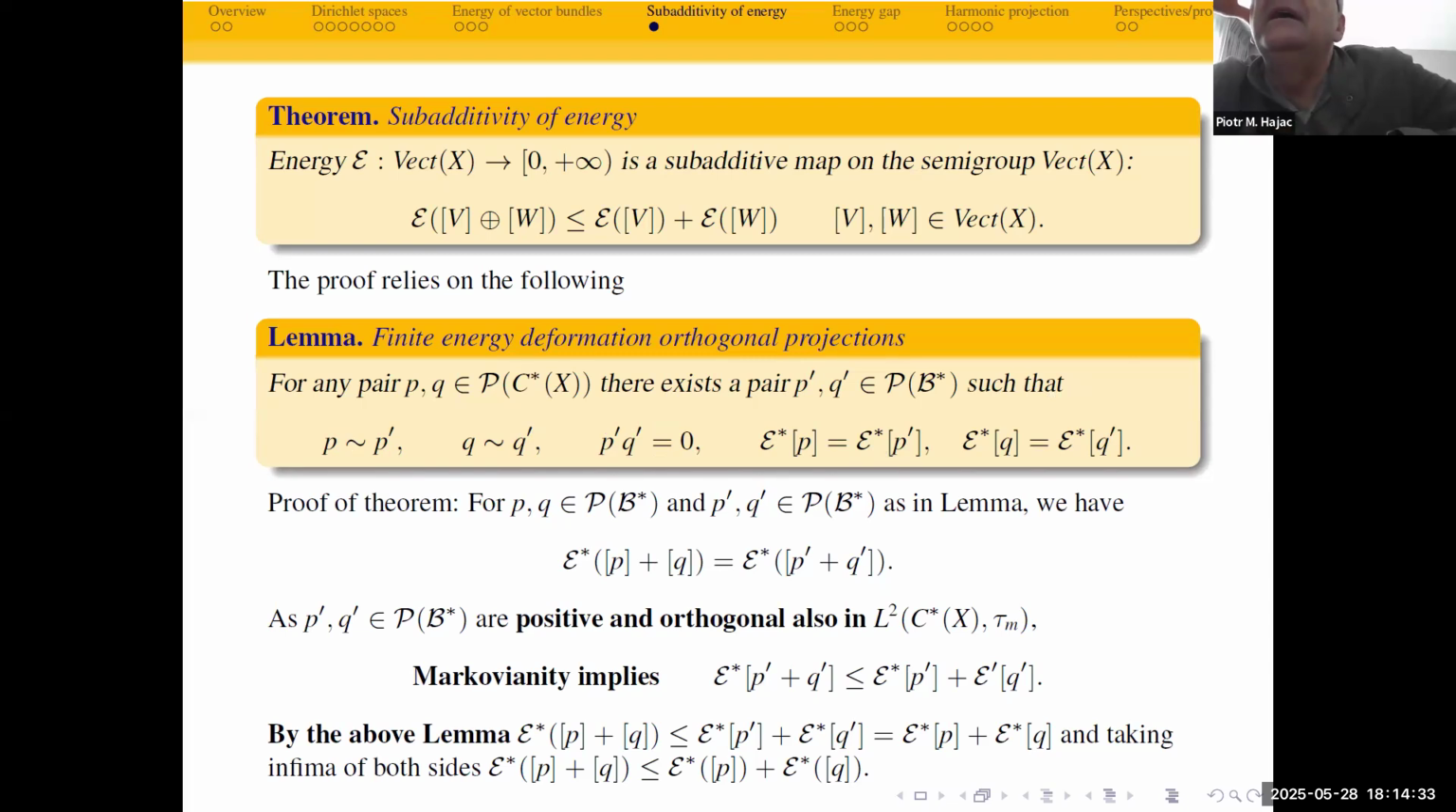Sorry, Fabio, could you please explain one more time what is the relationship between the stabilization of C*(X) and stabilization of B? Because I'm confused, because one projections are over one C-star algebra, other projections are over another C-star algebra. One more time, what is the relationship between B star and C star of X?